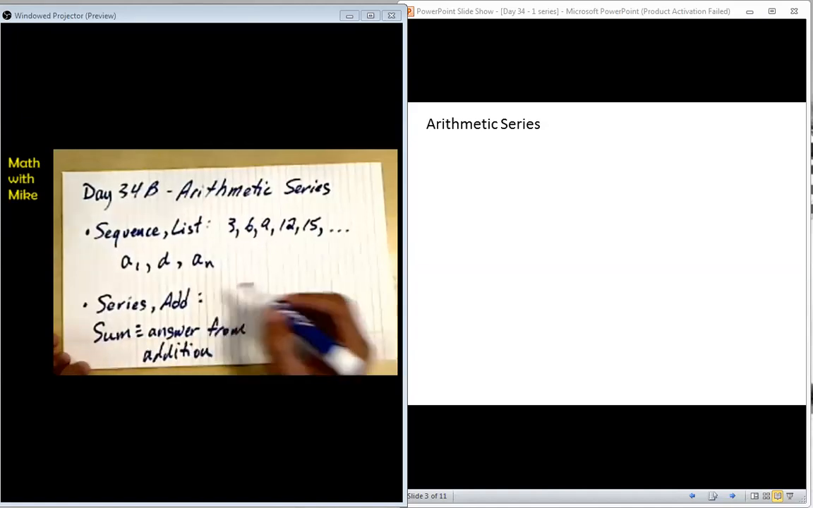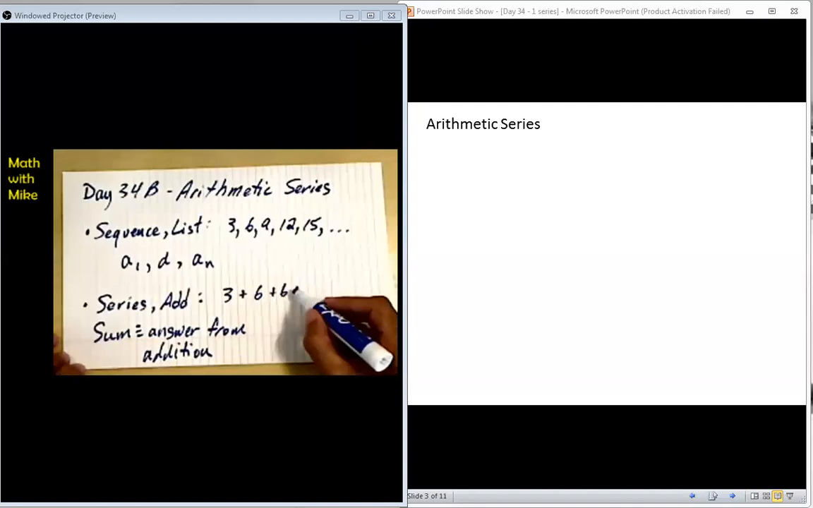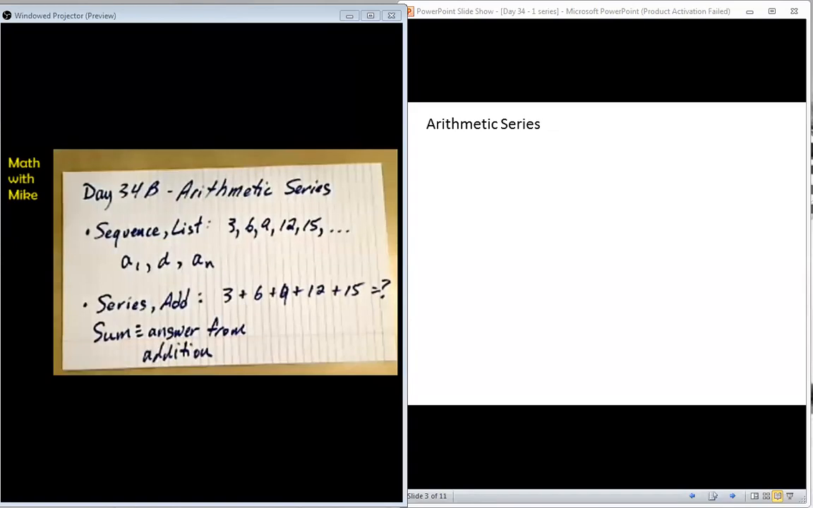And so for some questions, if they're nice, it's going to look like this. They'll show you that you're adding them up. 3 plus 6 plus 9 plus 12 plus 15 equals what? Equals how much? Okay, see? Sequence is what we did. Found A1 and D and AN. Now what we're doing is we're finding out what these lists of numbers add up to. That's called a series instead.